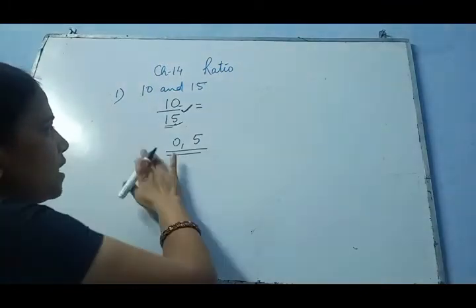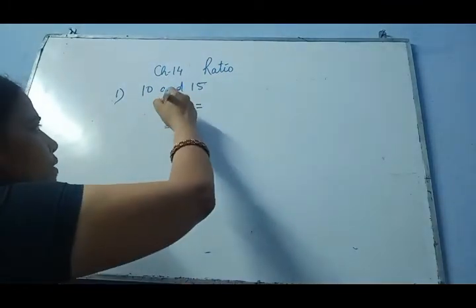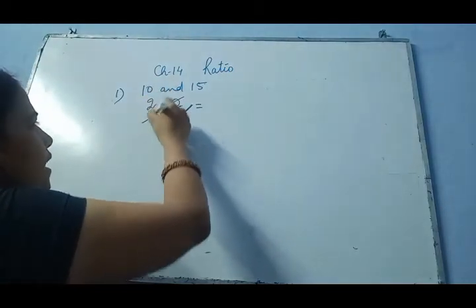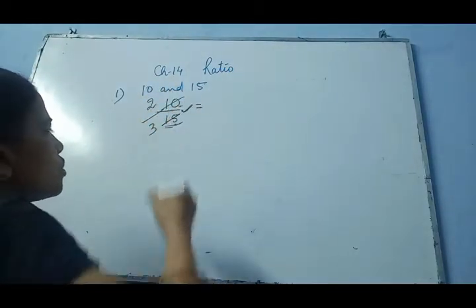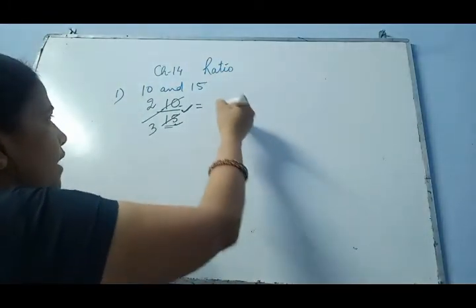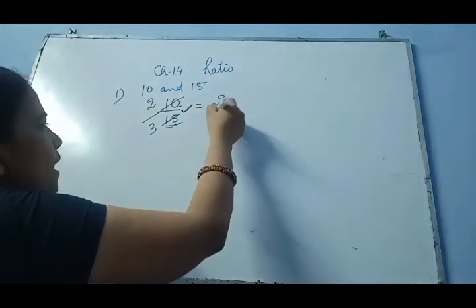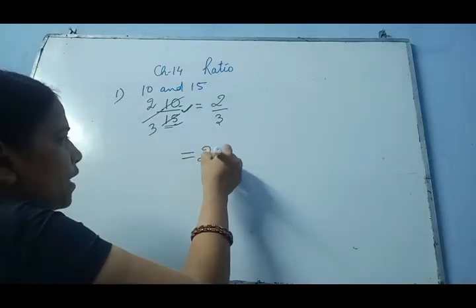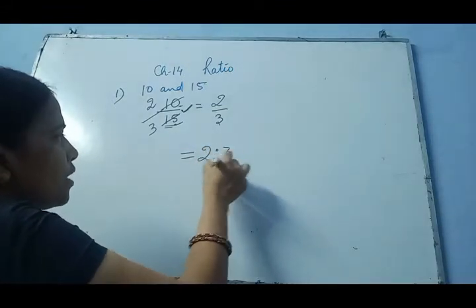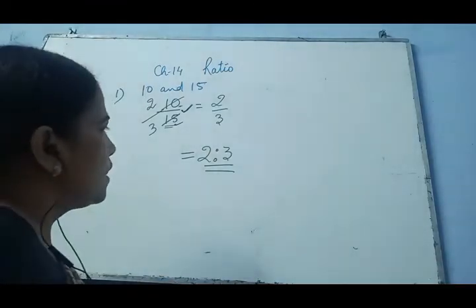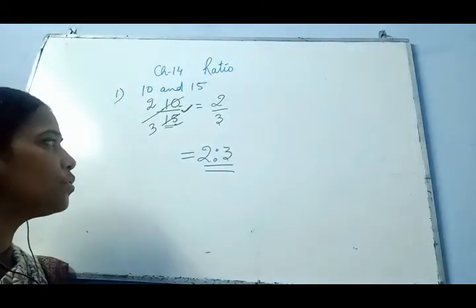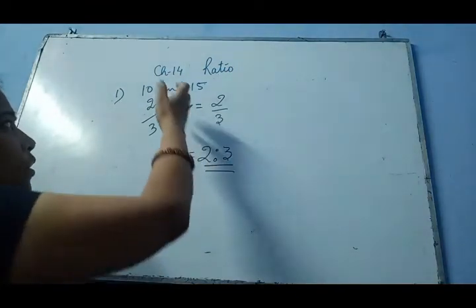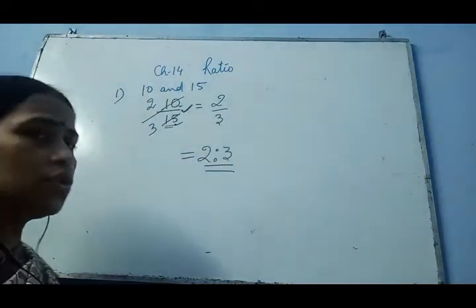Now let us see how many times 5 goes into each. 10 is divided 2 times, and 15 is divided 3 times. So we cancel with 5 and we get 2 by 3, and the ratio becomes 2 is to 3. We write the ratio like this: 2 is to 3. So you have to follow this, and you get the ratio of 10 and 15 as 2 is to 3.